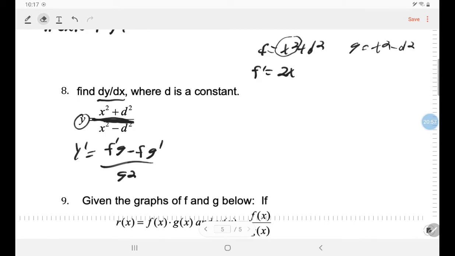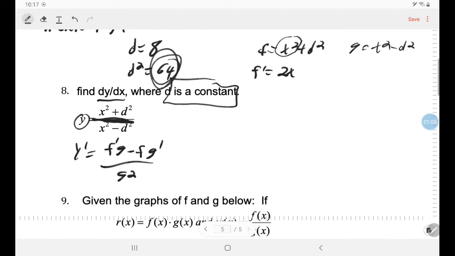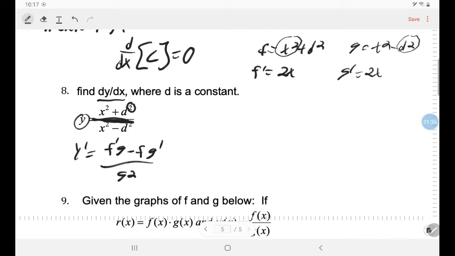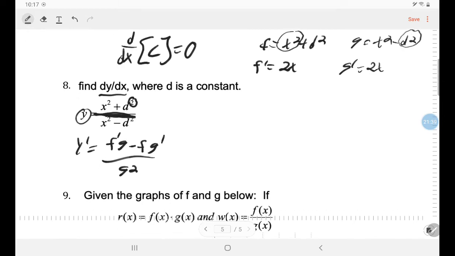Remember, d is a constant. So d could be a number like, let's say, 8, which makes d squared 64. What is the derivative of d squared? It's 0. If you have a constant and you square it, it is still a constant. And the derivative of any constant is 0. Keeping that in mind, my g prime, derivative of x squared is 2x. The derivative of this constant squared is still a constant, so it's still 0.